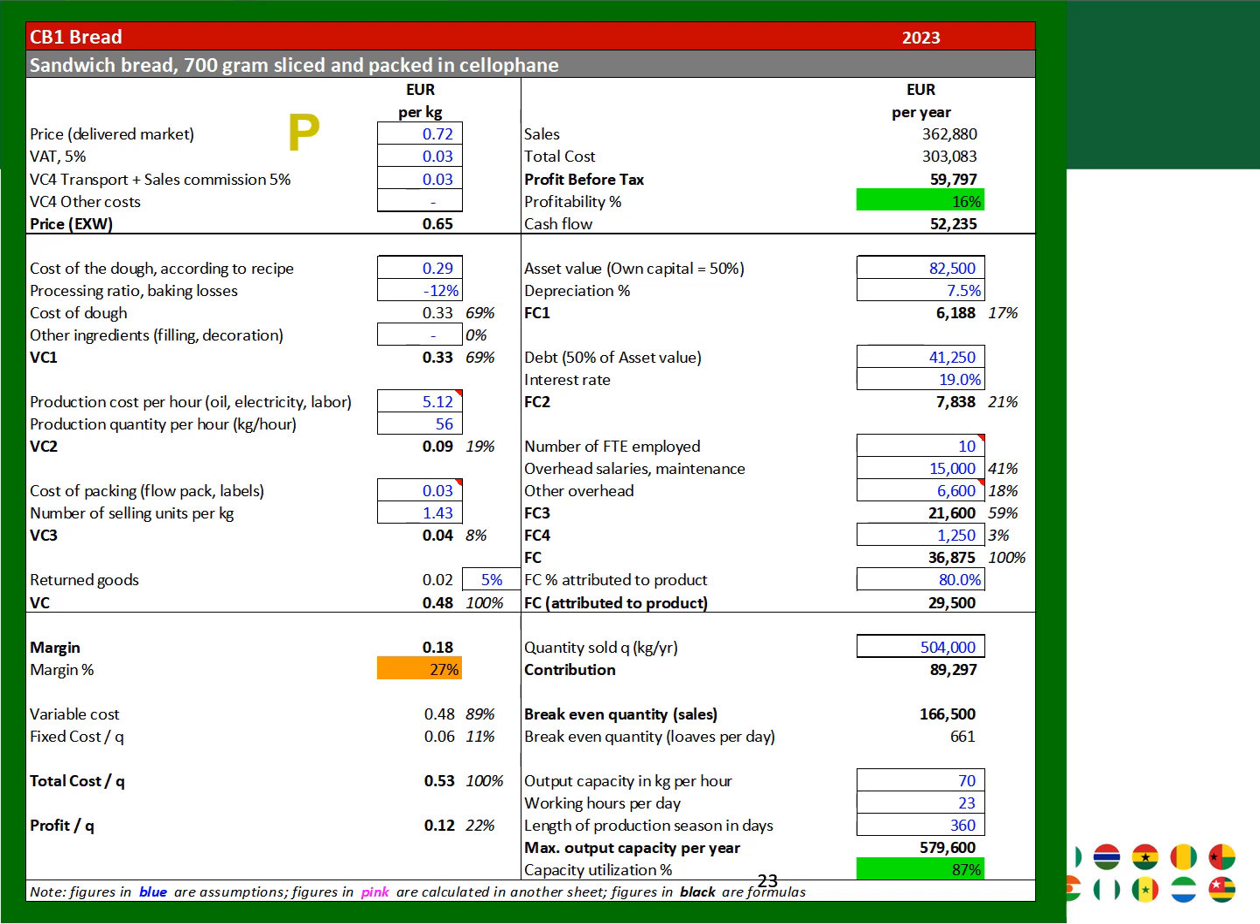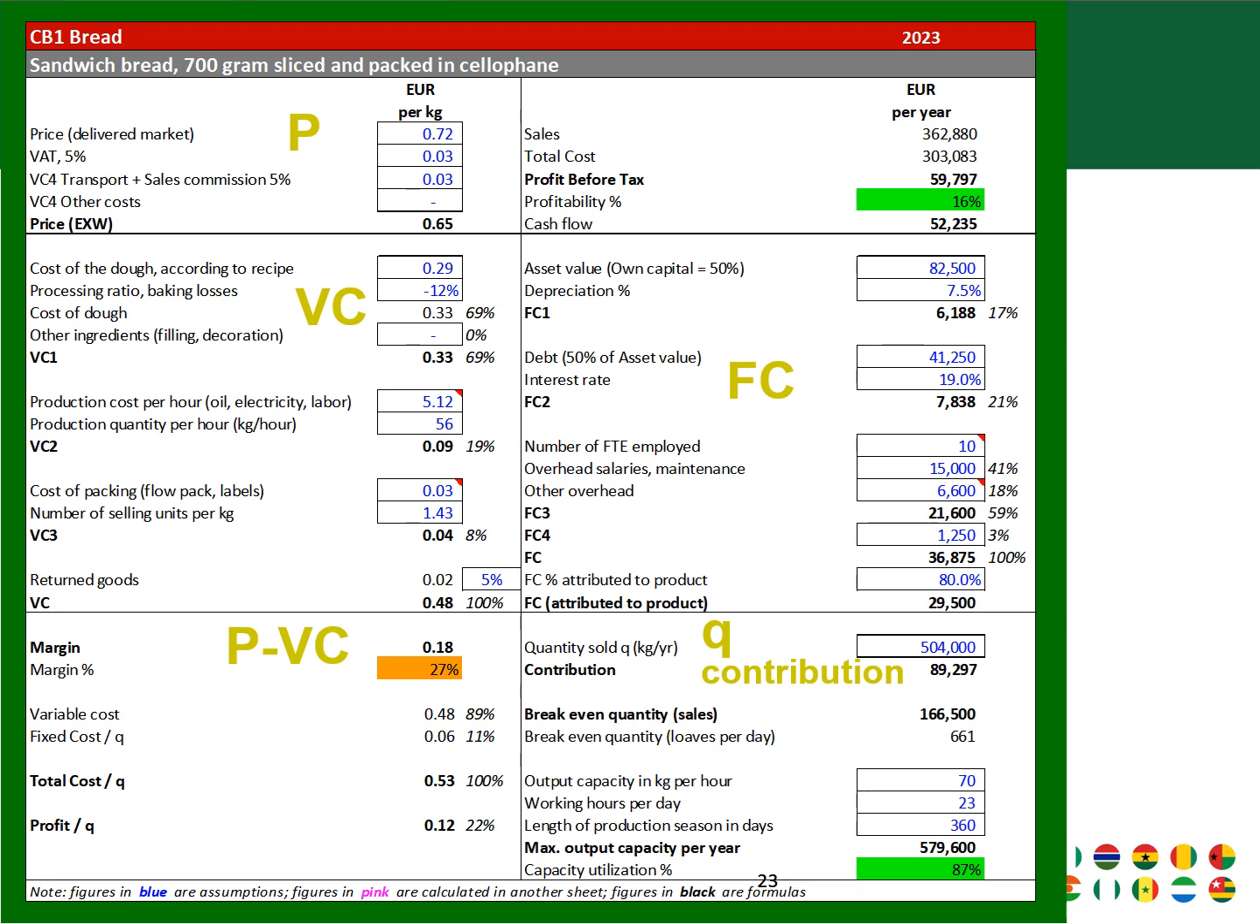In box 1, the price is calculated. In box 2, the variable costs, followed by the margin and margin percentage. In the next box, you enter the quantity sold. This is then multiplied by the margin to give you the contribution, the earnings per year. Remember, contribution is not the same thing as profit, because the fixed costs still have to be paid.